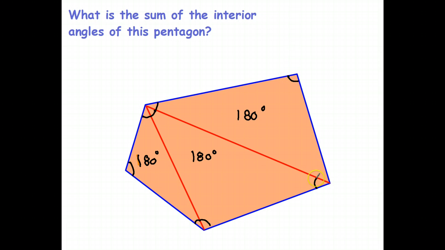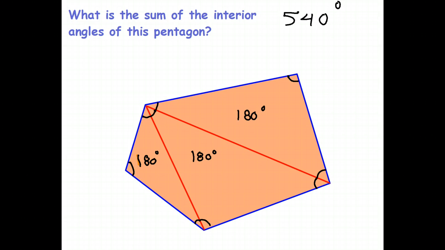What you can see is the angle sum of the pentagon is the same as 3 triangles. Well, 180 plus 180 is 360. 360 plus 180 is 540. So the angle sum of any pentagon is 540 degrees, because you can always divide a pentagon into 3 triangles. Just pick a corner, or a vertex, divide it into 3 triangles, and then 3 times 180 is 540.